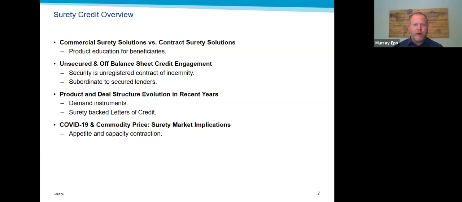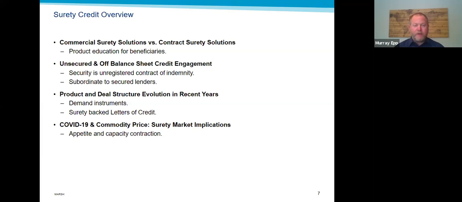The security behind a bond facility or a surety credit facility is an agreement of indemnity, and that is an unregistered contract. It's not registered with the PPSA. So just inherently, the surety creditor stands subordinate to the secured lenders and other debt facilities that might already exist. So there's benefits there because it doesn't disrupt those existing relationships.